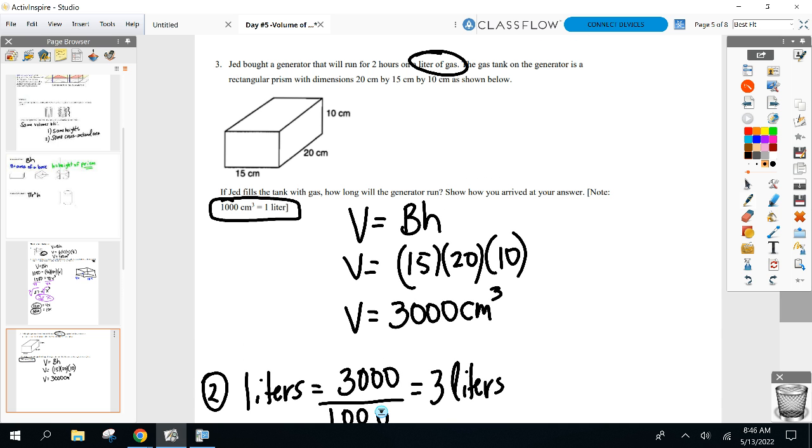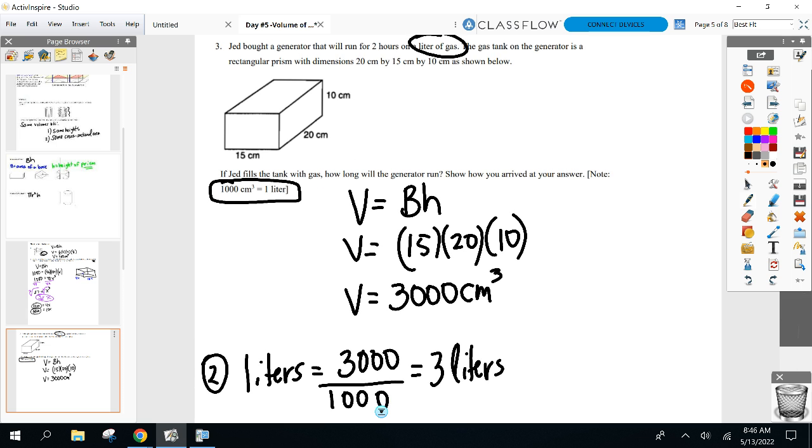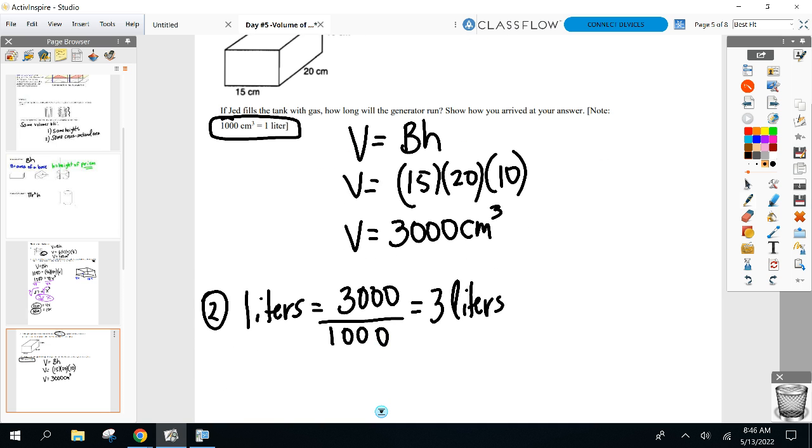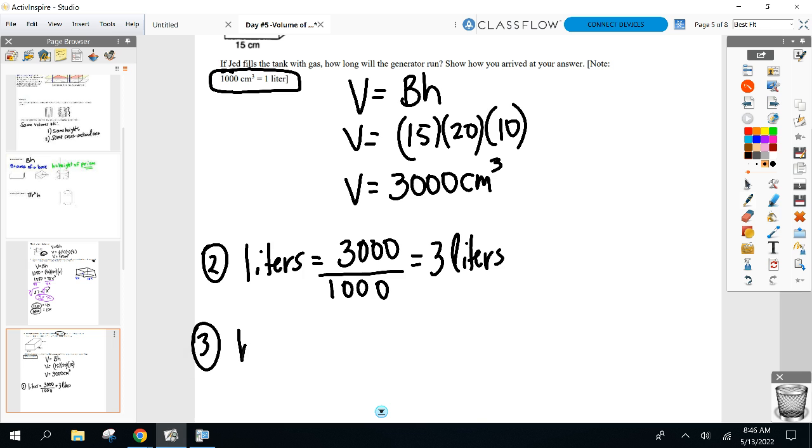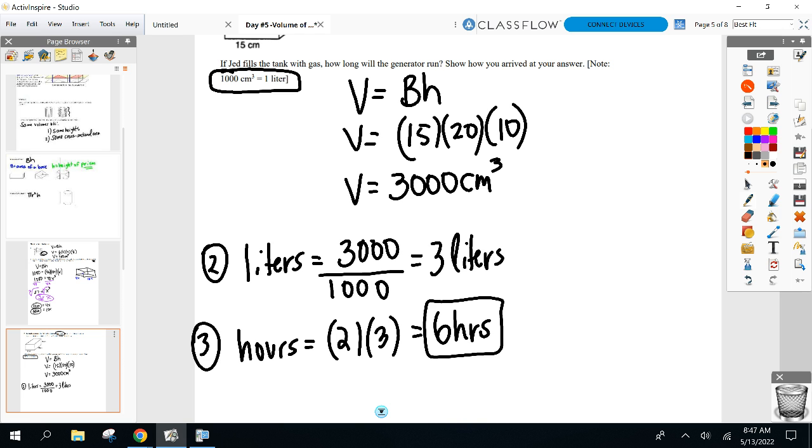Now let's get to the number of hours. It will run for 2 hours for every liter of gas. What's your next move? It runs 2 hours on every liter of gas. I got 3 liters. 2 hours for every liter. I got 3 of them. We're looking at 6 hours this bad boy can run. Any issues? Are we okay with that? Because they're either going to be the same level as that or tougher than this one. All good?